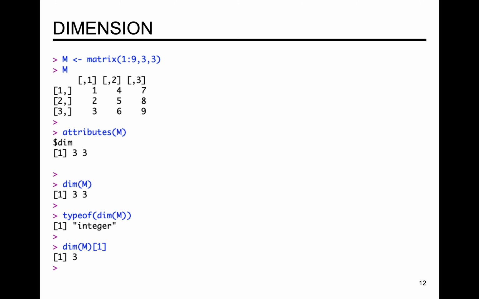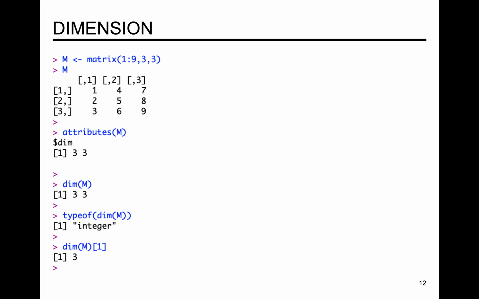First, I create a 3 by 3 matrix M containing integers 1 to 9 inclusively, laid out along the columns. I then type attributes parentheses M, and as you can see, there is a dim attribute, and here dim refers to the dimension of the matrix, which is an integer vector 3, 3. The first 3 refers to the number of rows, and the second 3 refers to the number of columns. You can also just type dim parentheses M to get the integer vector.